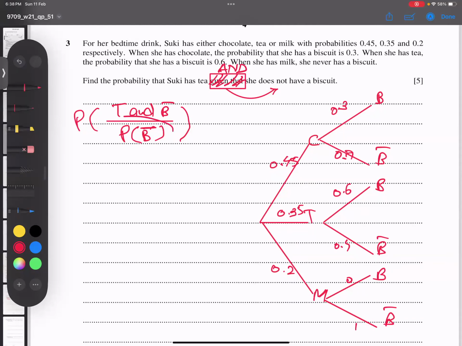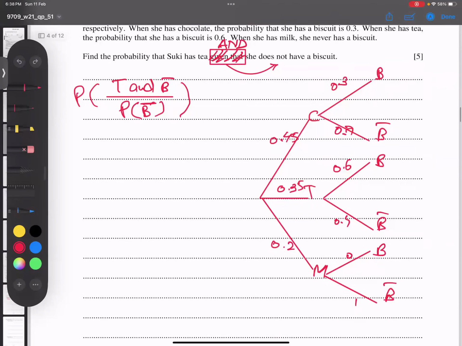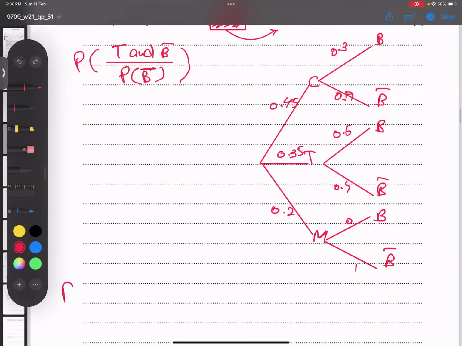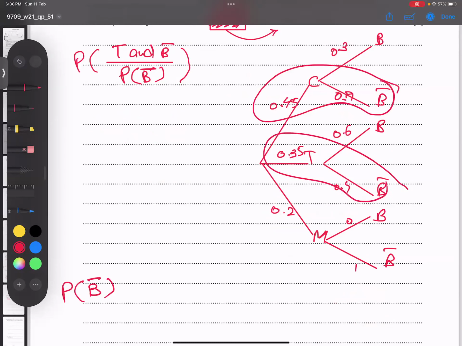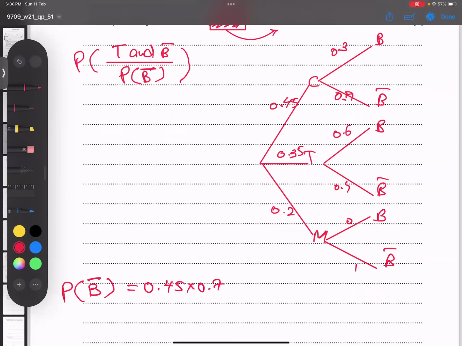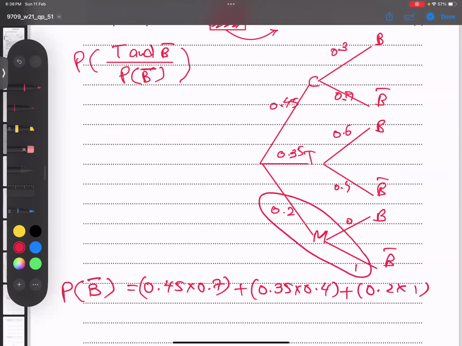Let's start. How can we do it? First of all, I do the denominator separately. I am writing the probability of having no biscuit. No biscuit is naturally branch number 2, branch number 4, and branch number 6. So let me write 0.45 times 0.7 for branch number 1, plus 0.35 times 0.4, and plus 0.2 times 1. So repeat: this, this, and this.